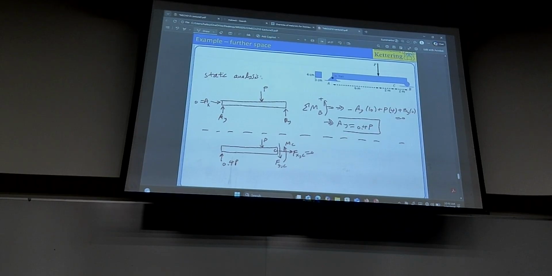We can just take the sum of the forces in Y. So plus 0.4 P because it's upward, minus P because it's downward, minus Fyc because it's downward. Set to 0. This gives you the Fyc that we needed: minus 0.6 P. That's the shear force, or the V that we needed at point C. The vertical force, the cutting force.